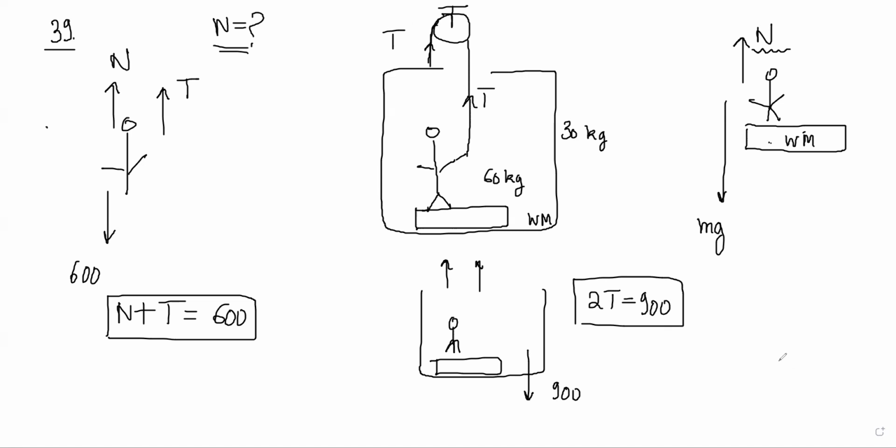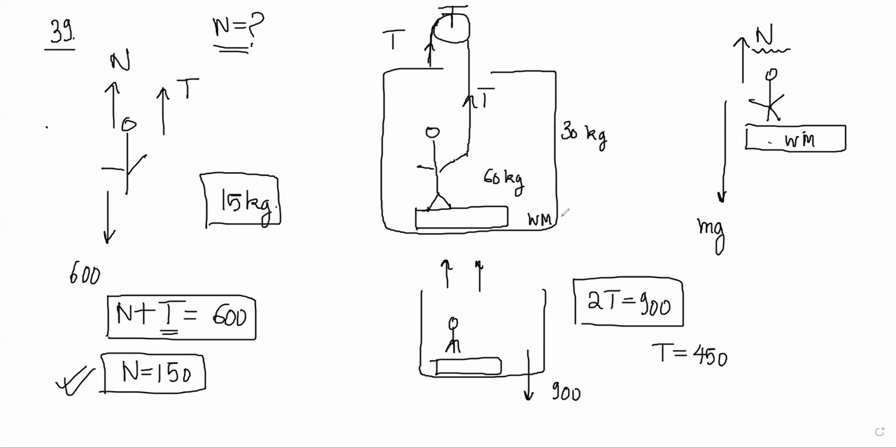Do you understand what I'm saying? So T is 450, and if T is 450, N is 150 then, right? N is 150 means right now 15 kg it is showing. The weighing machine is showing 15 kg weight right now.